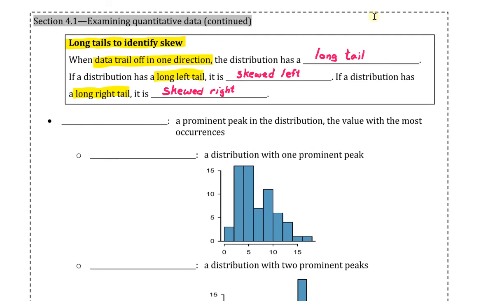Another characteristic that we would like to talk about with histograms and shape is referred to as the mode. The mode is shown as a prominent peak in your distribution. It is the value of the most occurrences. When looking at your distribution, you will sometimes be able to see one mode or one prominent peak in your distribution. This is referred to as unimodal. So it would be one prominent peak or one most occurring value.